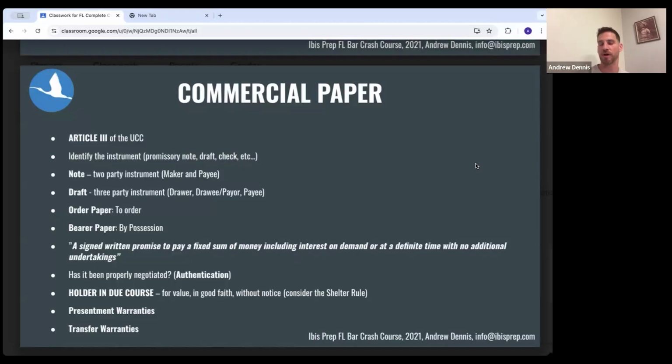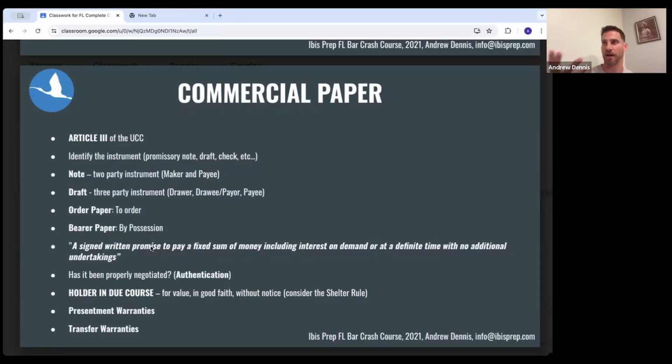What makes it negotiable? A signed, written, unconditional promise to pay a fixed sum of money with or without interest on demand or a definitive time to order or bearer with no additional undertakings. That's what we wrote right here. A signed, written, unconditional promise to pay a fixed sum of money with or without interest on demand or definitive time with no additional undertakings. It actually should include the word unconditional here. A signed, written, unconditional promise. And that actually might be the most important piece because they like to test that on multiple choice.